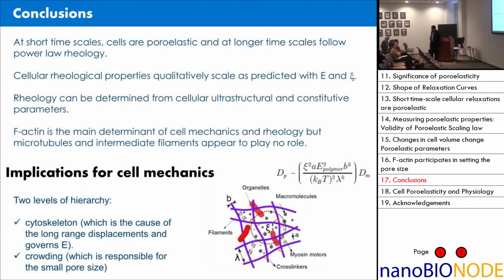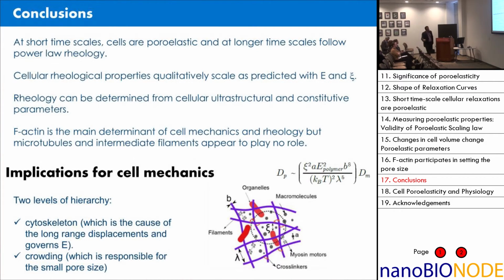So here are the conclusions of my talk. We could measure the poroelastic properties of the cell at short time scale. We found that the poroelastic properties or rheological properties scale with a scaling law, and we found that F-actin is the main determinant of the cell mechanics.